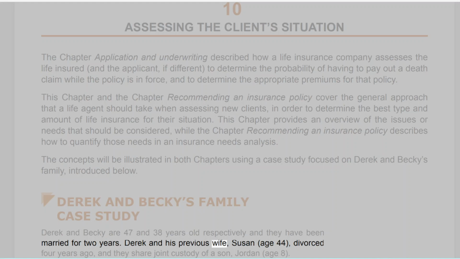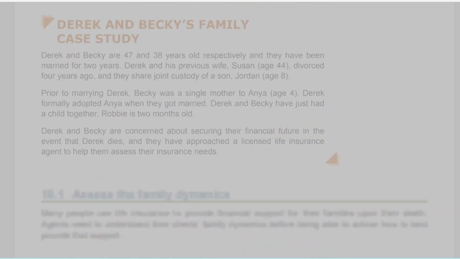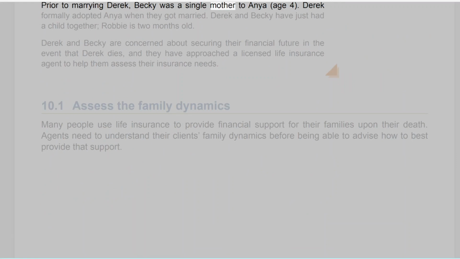Derek and his previous wife, Susan, age 44, divorced 4 years ago, and they share joint custody of a son, Jordan, age 8. Prior to marrying Derek, Becky was a single mother to Anya, age 4. Derek formally adopted Anya when they got married. Derek and Becky have just had a child together. Robbie is 2 months old.